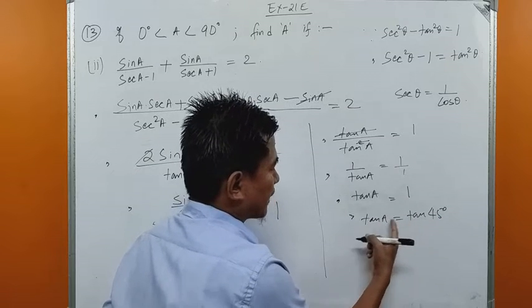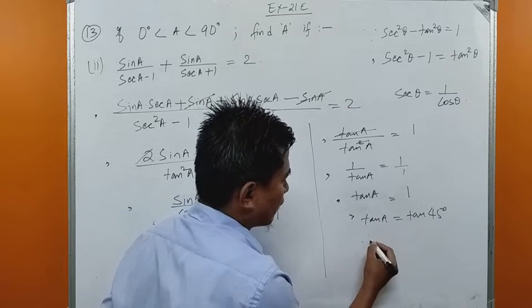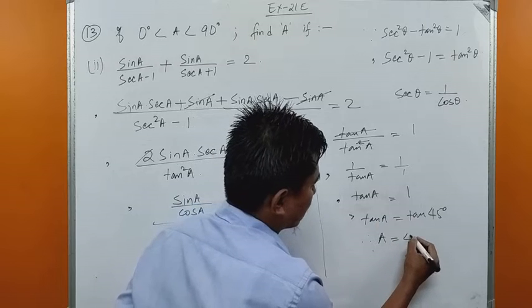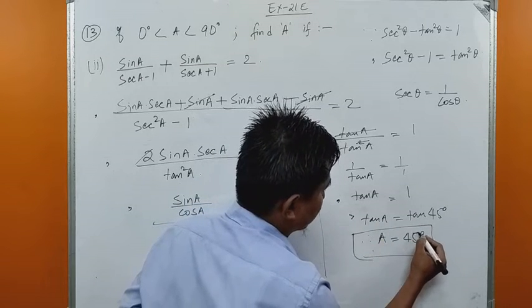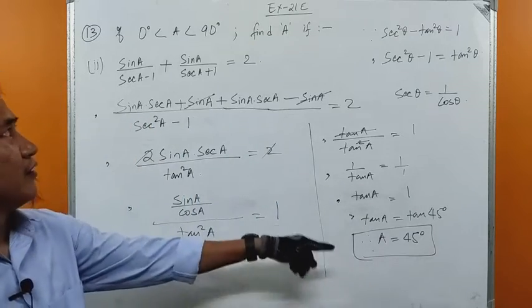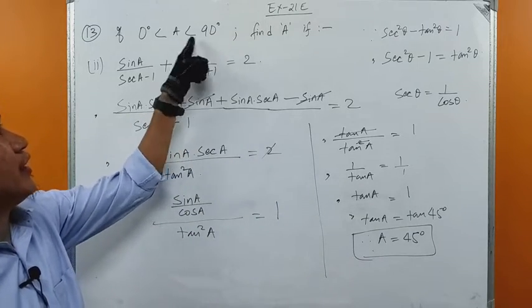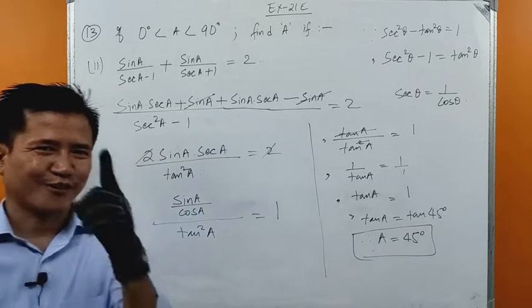So we cancel tan from both sides. Therefore, angle A equals 45 degrees. The value of angle A is 45 degrees. Okay, so angle A lies between 0 and 90, that is 45 degrees. I hope you got this.